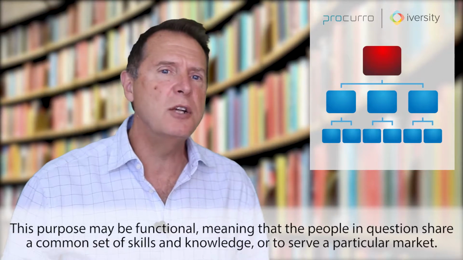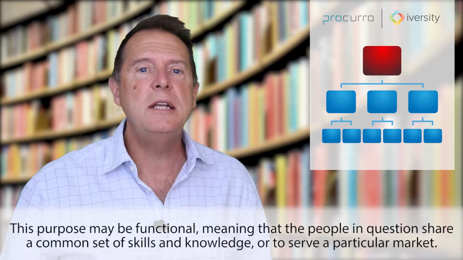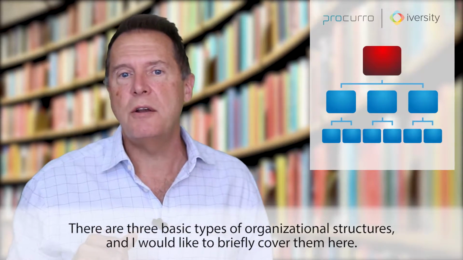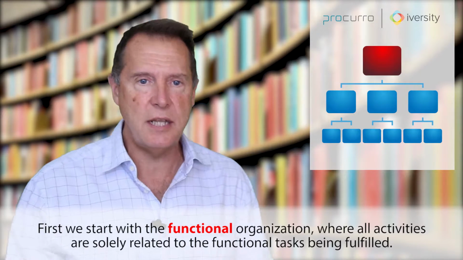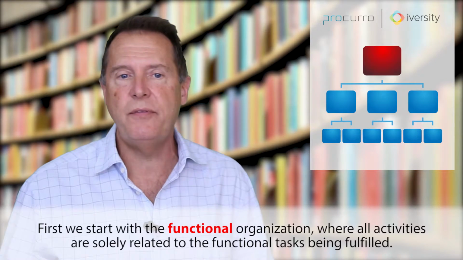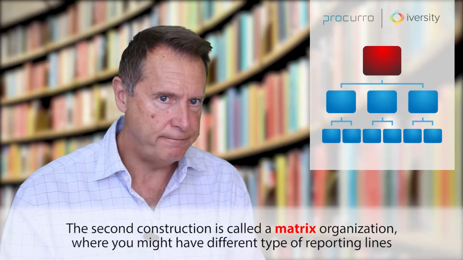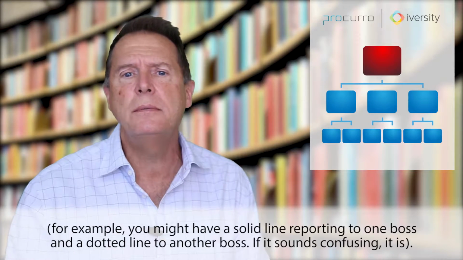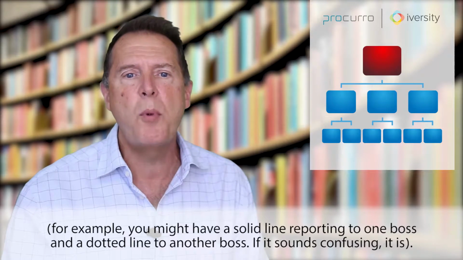This purpose may be functional, meaning that the people in question share a common set of skills and knowledge, or to serve a particular market. There are three basic types of organizational structures, and I would like to briefly cover them here. So first we start with the functional organization, where all activities are solely related to the functional tasks being fulfilled. The second construction is called a matrix organization, where you might have different types of reporting lines. For example, you might have a solid line reporting to one boss and a dotted line reporting to another boss.